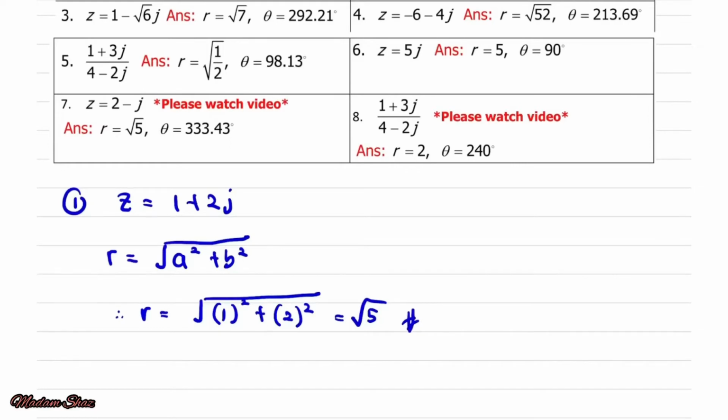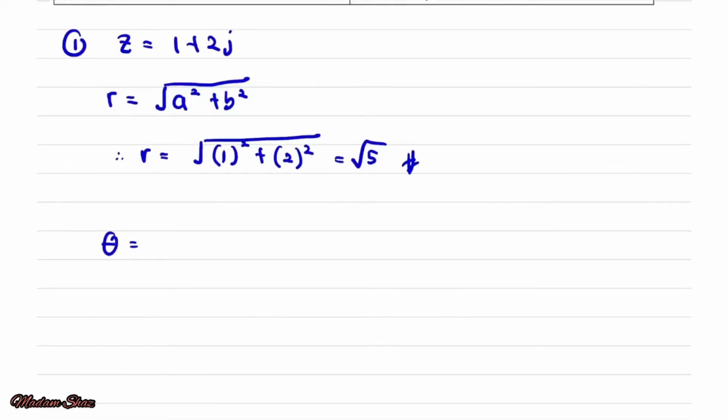So if you cannot simplify the square root here, you just leave your answer like that. Okay, so this is the answer for the modulus. So now let us proceed to find the theta. Theta is equal to tangent inverse B divided by A. So our B is equal to 2, our A is equal to 1.